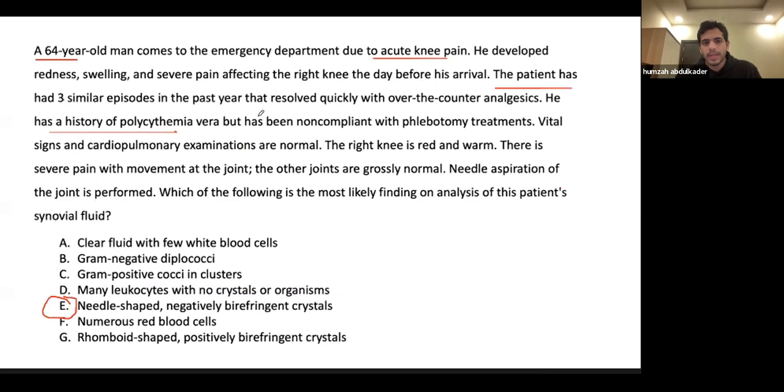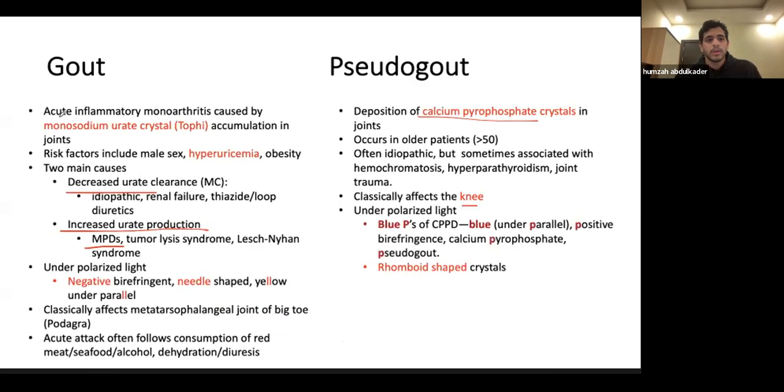Here they're telling you he's non-compliant with this treatment, right? Which means that the disease is getting severe. So the risk factor is hyperuricemia, right? That's due to increased urate production. Now, can someone tell me what this disease is? Lesch-Nyhan syndrome.